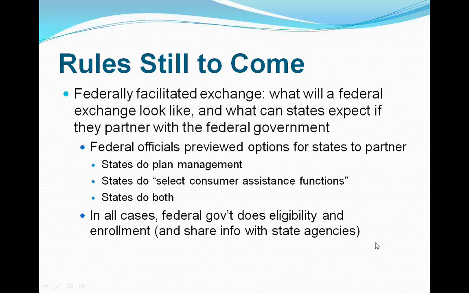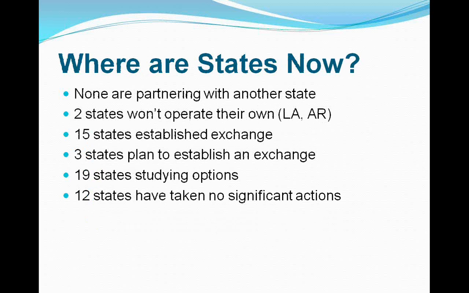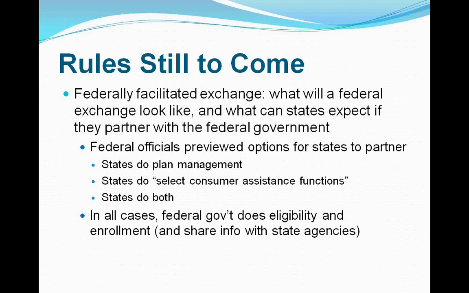Federal officials previewed for some state officials last fall how they might do that, and they said that states can either do plan management, and this is that function where I said they have to certify plans as meeting certain requirements like network adequacy and marketing. They could do select consumer assistance functions, or they could do both. But in all cases, based on what they previewed last year in a presentation to state officials, the federal government would do eligibility and enrollment and then share back information with the relevant state agencies like Medicaid and CHIP. But we really don't have a lot of information on this.